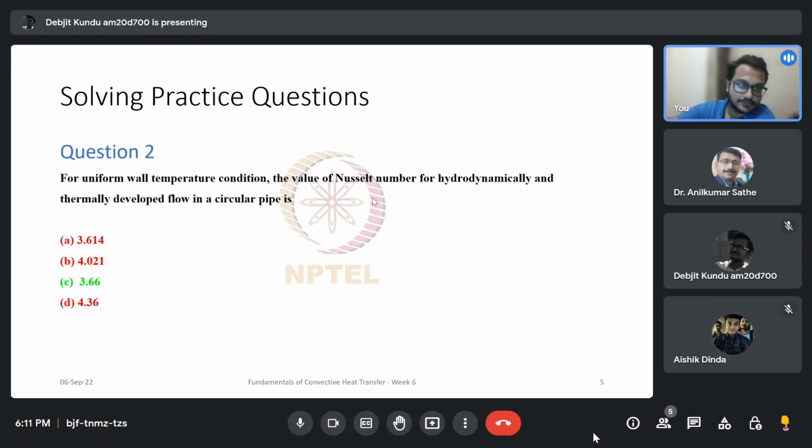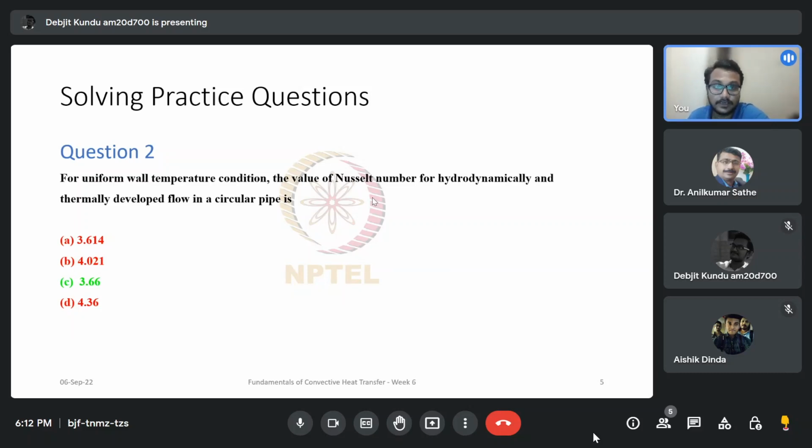Okay, so if we look at the correct solution, it is indeed 3.66. This was, I guess, taught in lecture 4 of week 6, where the derivation of the heat transfer within a circular pipe with uniform wall temperature was done, and the case considered was that both hydrodynamically and thermally fully developed flow was flowing through the pipe. In that case, there is a derivation using series solutions and so on. And finally, it boils down to the Nusselt number being a pure number, 3.66, which is independent of Reynolds number and Prandtl number, everything else.